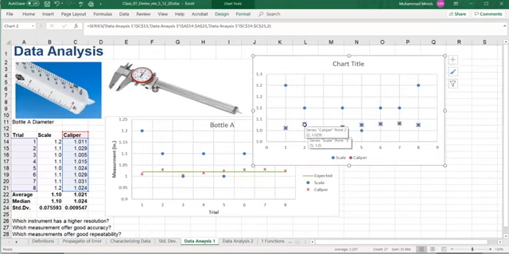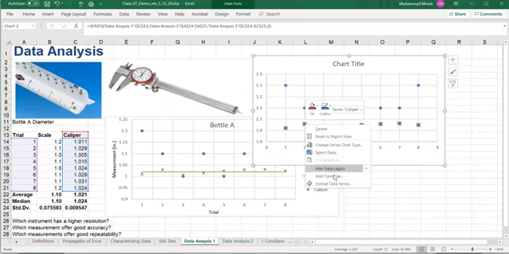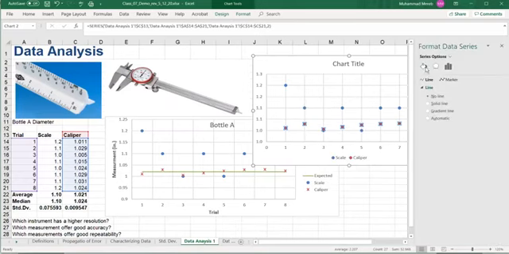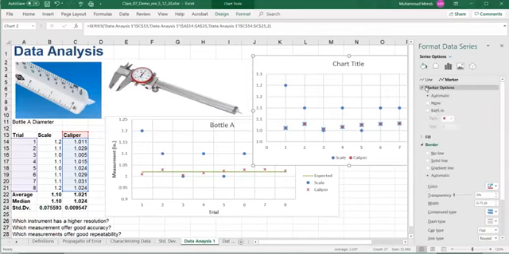Then while they are highlighted, you right click and then format data series, and then you click on the first icon here. Then you come to the mark, and then you change the mark options, and then you come to built-in, and you can change it. You can pick other shapes like square, diamond, triangle, X. So let me pick a triangle here.